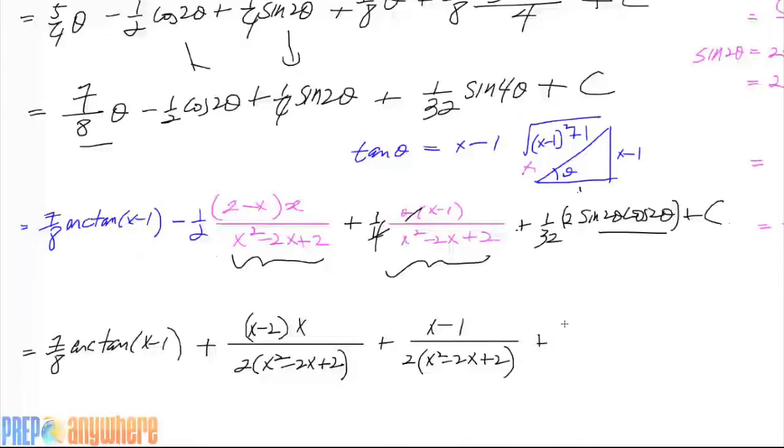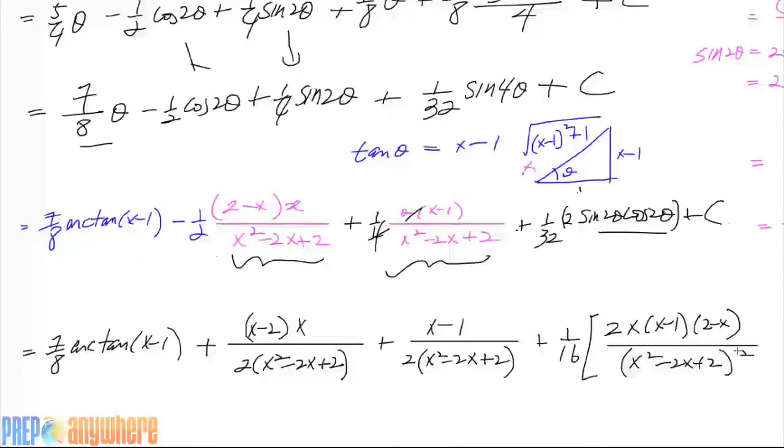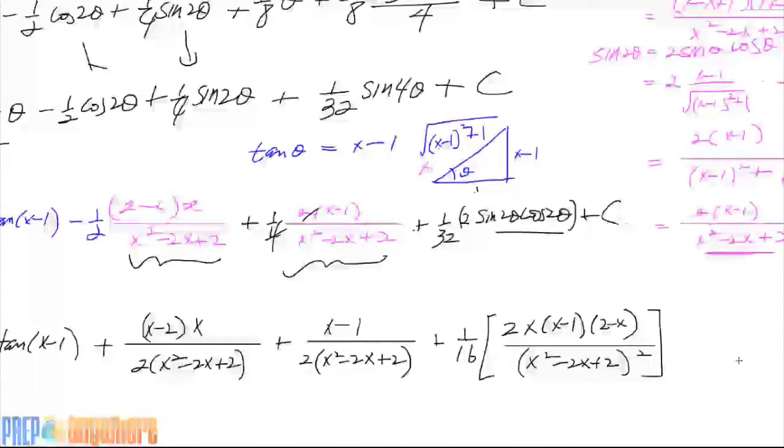Plus, that'll reduce to 1 over 16. And we have to just multiply the 2 pink parts. So if we multiply the top, we get 2x times x minus 1 times 2 minus x. And the bottom is just x squared minus 2x plus 2 squared. Okay, plus constant.